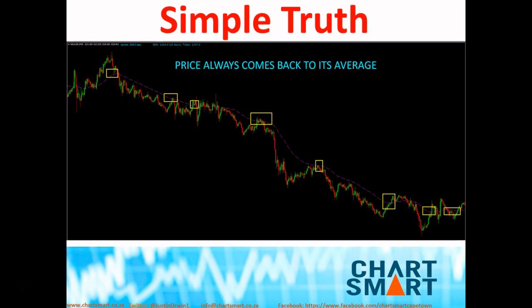And this type of behavior is common on every single chart that you might look at in the financial markets. Bonds, Forex, stocks, commodities. We'll see price move away from its average and we'll see price moving back to its average. Price will always return back to its average. If it doesn't, it's not its average. It's actually not a trading concept, it's a mathematical concept. So it's a simple truth that's at the very heart of everything we do.